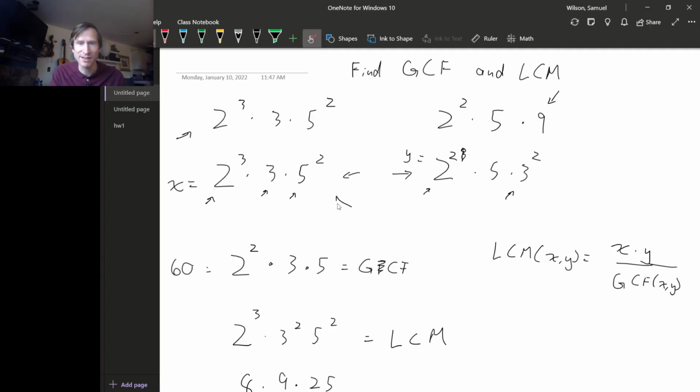If you multiply these two numbers and then divide by the greatest common factor, you do in fact get this least common multiple. I don't know if that counts as a shortcut or not, because using this process to build up the least common multiple from the prime factors isn't that time consuming, but I don't know, it's true at least.